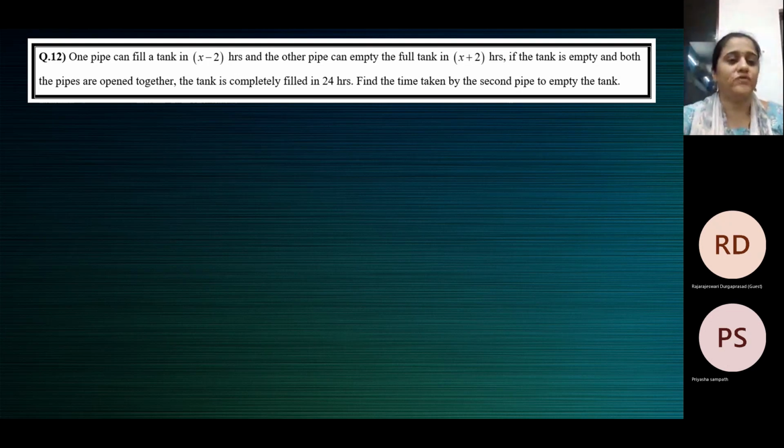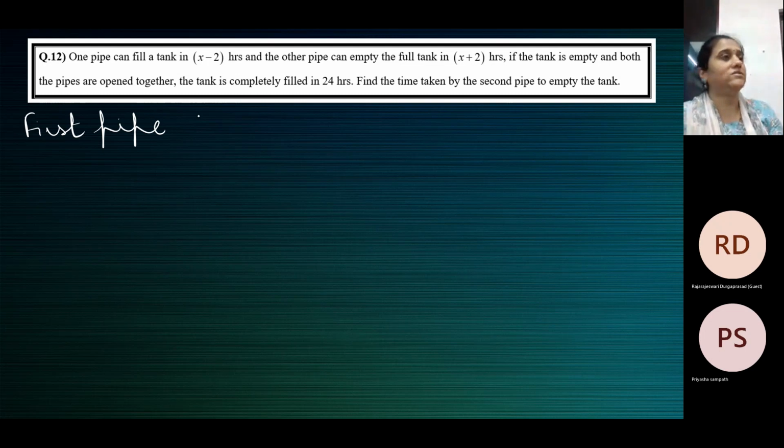Okay, we'll call it the first pipe. The first pipe needs X minus 2 hours to fill the tank. One pipe can fill the tank in X minus 2 hours, and the other pipe can empty the full tank in X plus 2 hours. So if the filling pipe can fill the empty tank in X minus 2 hours, in 1 hour, what work is done? 1/(X minus 2).